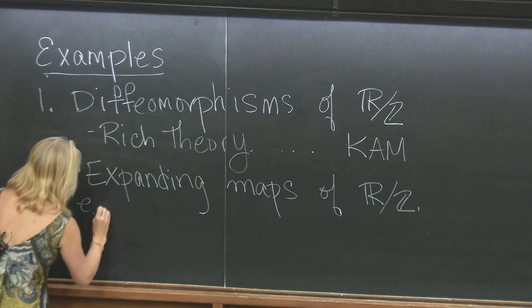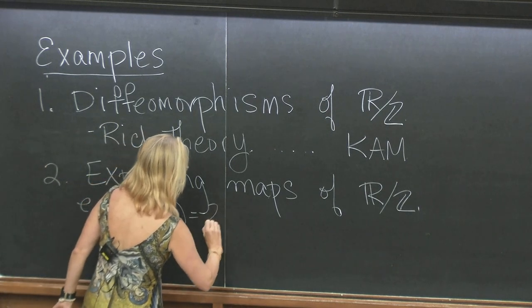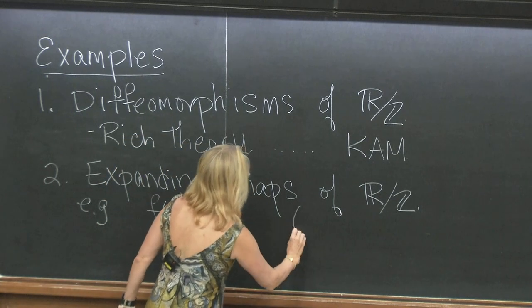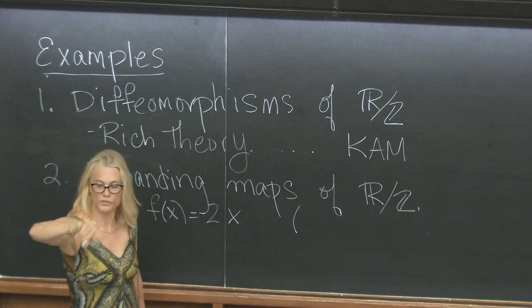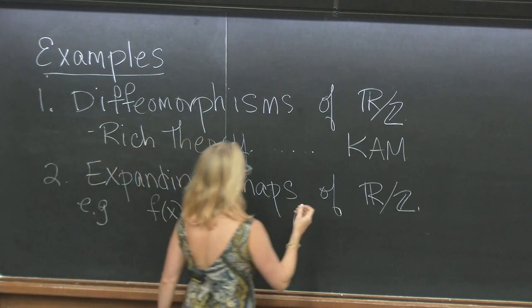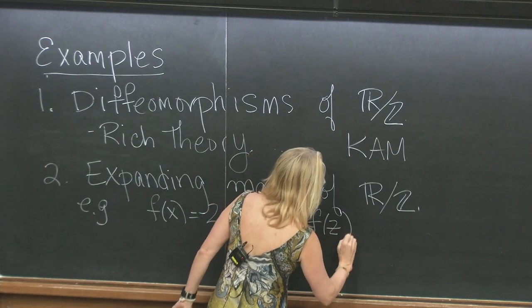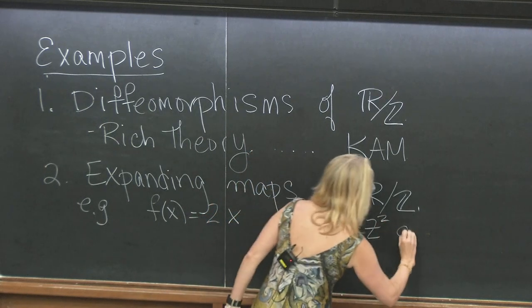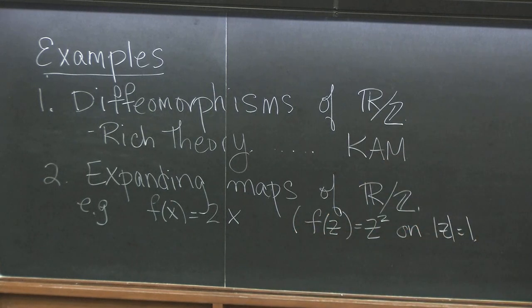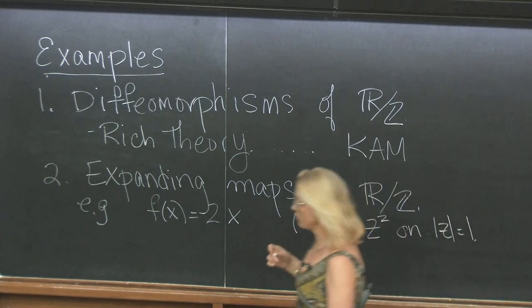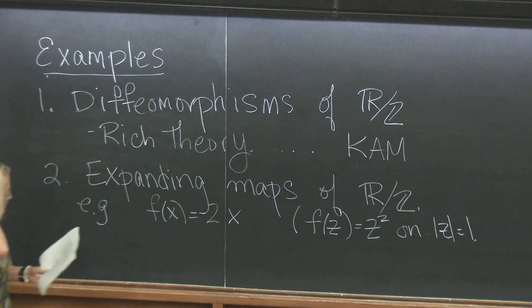So for example, we've already seen f of x equals 2x, which, if we want to write this multiplicatively, on the circle |z| equals 1 in the complex plane, is the map f of z equals z squared. Well, this is a linear example, but we can perturb it quite easily to get many nonlinear examples.